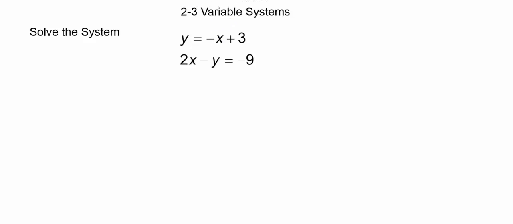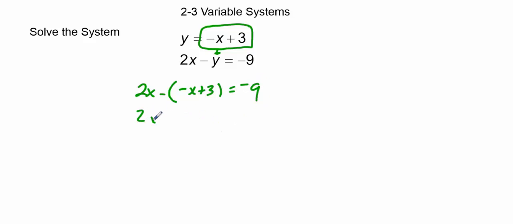So what we're going to do in the substitution again is we'll take this quantity of negative x plus 3 and substitute it in for y, and then solve for x. So we've got 2x minus the quantity of negative x plus 3 is equal to negative 9. Distribute through. Combine like terms. Isolate that variable.